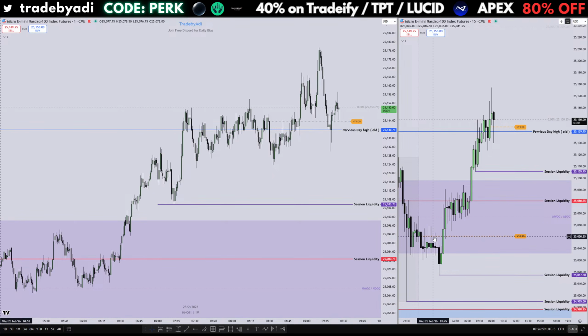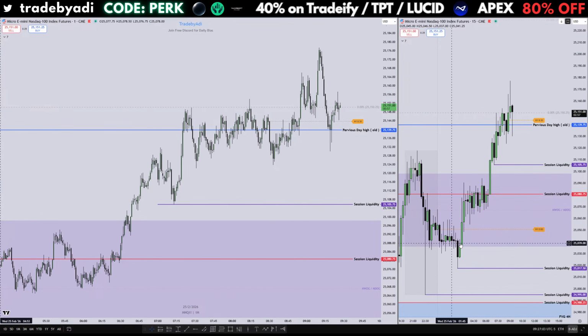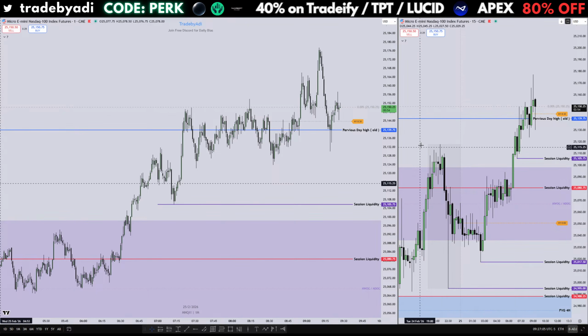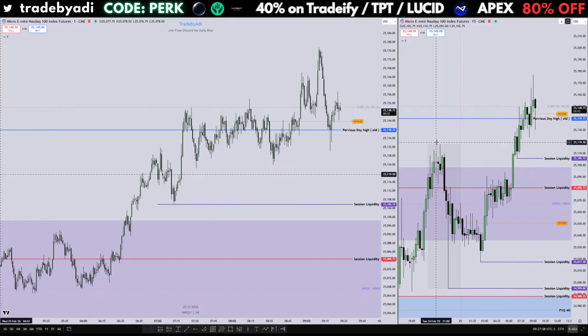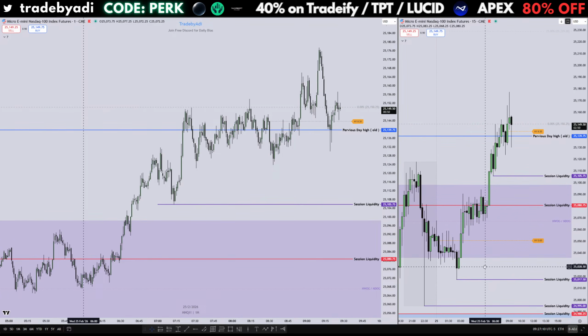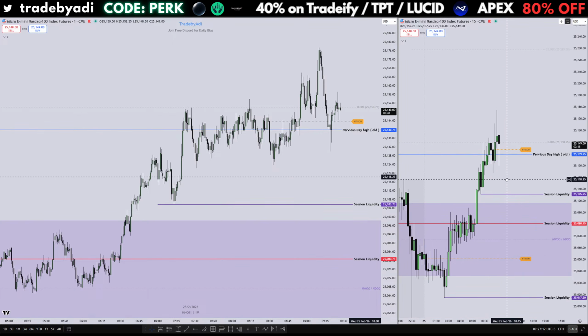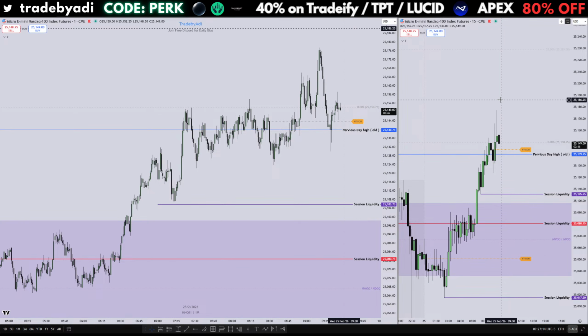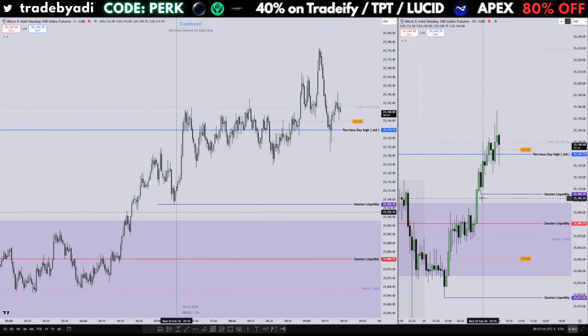We are in a premium right now. The London has not done any kind of manipulation. The Asia session was the expansion. So our main focus will be, if price has shown us the NY reversal profile, we are going to look for this as a draw on liquidity, and price can also rebalance to this fair value gap.